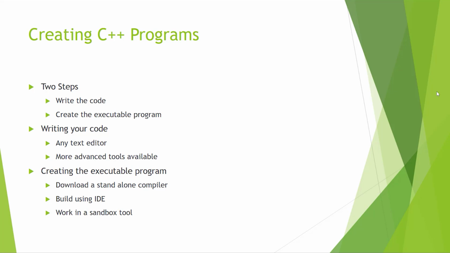So how do we create these C++ programs? If you're looking to create working C++ programs, there are two steps. Number one, writing the code itself, and number two, using a compiler to convert that code to a working program. For writing your code, while you can use any text editor, even something as simple as Notepad, to write your C++ program, it is generally recommended to use an editor designed for the job.